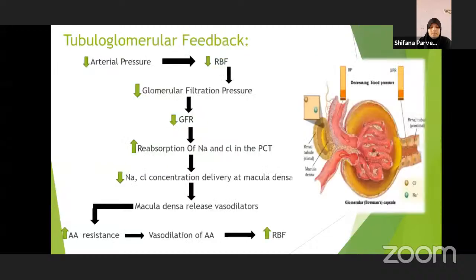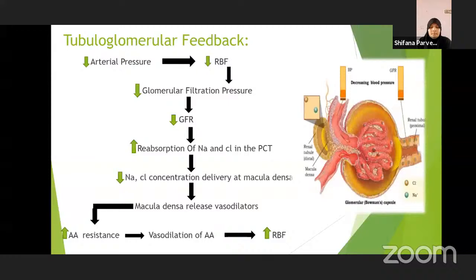The second mechanism is the tubuloglomerular feedback mechanism. When the arterial pressure decreases, it leads to decrease in renal blood flow, glomerular filtration pressure, as well as glomerular filtration rate. Decrease in glomerular filtration rate slows the flow of filtrate in the whole tubule of the nephron. It causes increase in reabsorption of sodium ion and chloride ion in the proximal convoluted tubule. It causes decrease in sodium and chloride concentration.